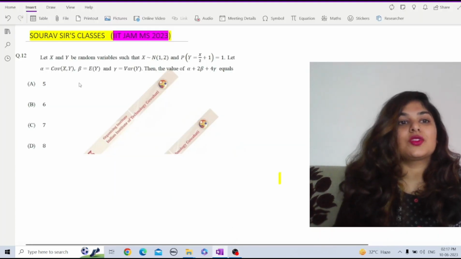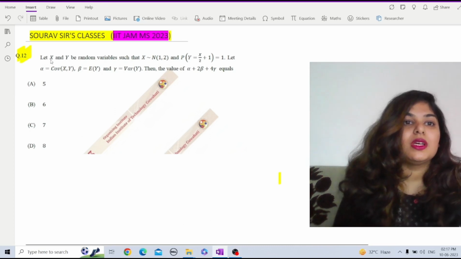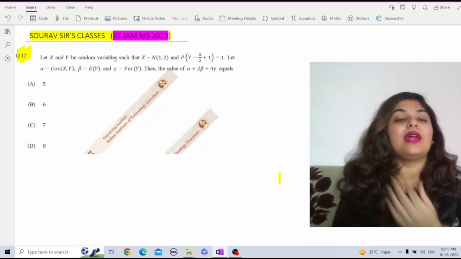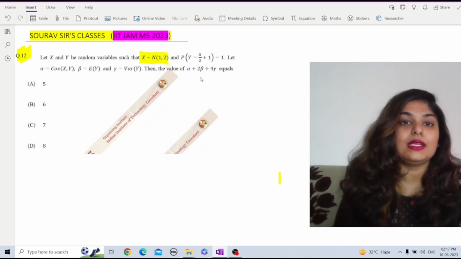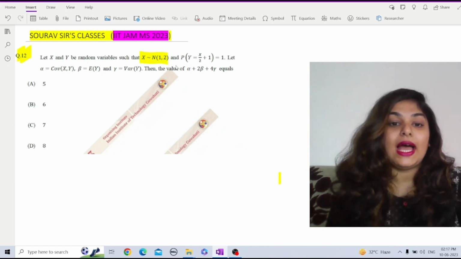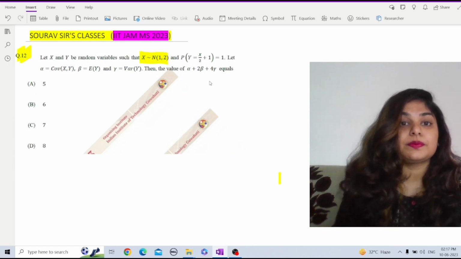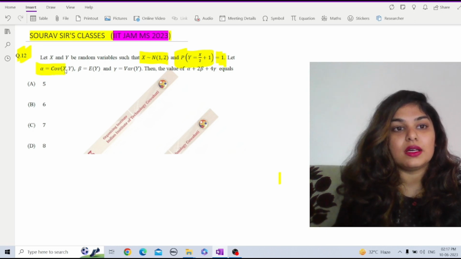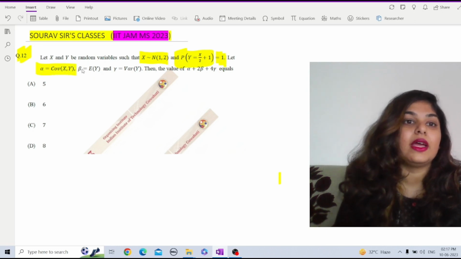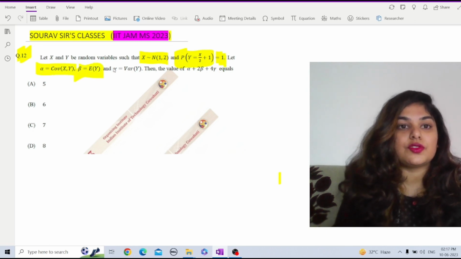Let us have a look at the next question, number 12 from the paper. So here it is given that X and Y are random variables such that X follows normal distribution with mean 1 and variance 2, and probability of Y equal to X by 2 plus 1 is equal to 1. So let alpha be the covariance of X and Y, beta the expectation of Y, and gamma the variance of Y, and we have to calculate this for the value.